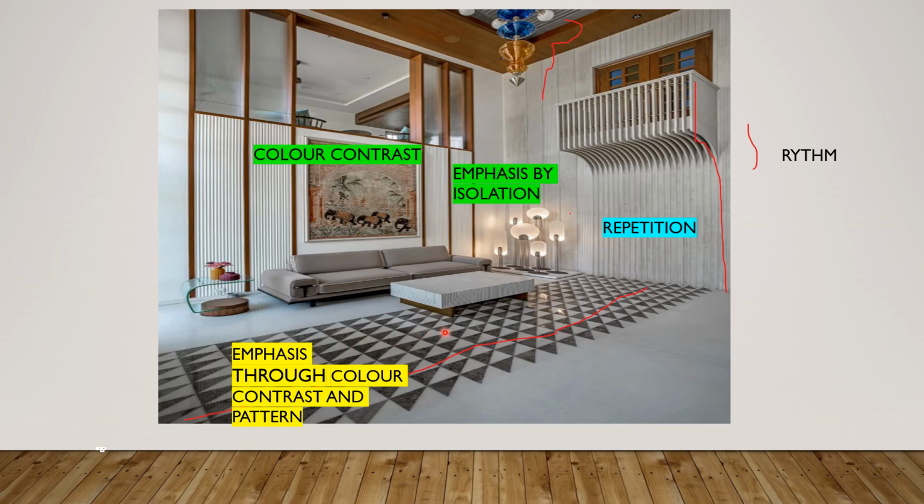In this space, the colored pattern has been used at the flooring to emphasize it and to give a rhythm to the space. Similarly, the chandelier here is also providing a rhythm to the space. The textured pattern on this wall is emphasizing it, and the scenery on this wall is also a perfect example of color contrast. The lights that are provided here at the isolation is also emphasizing it.